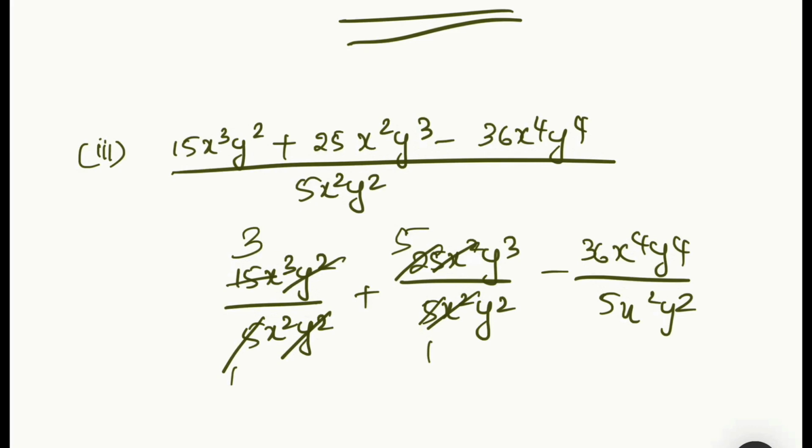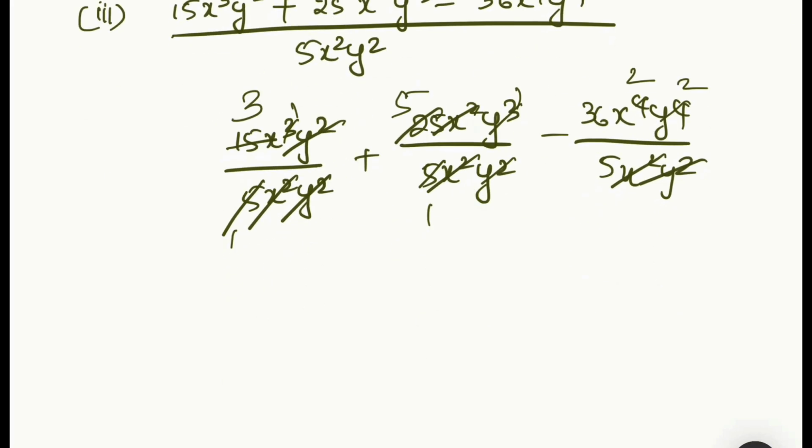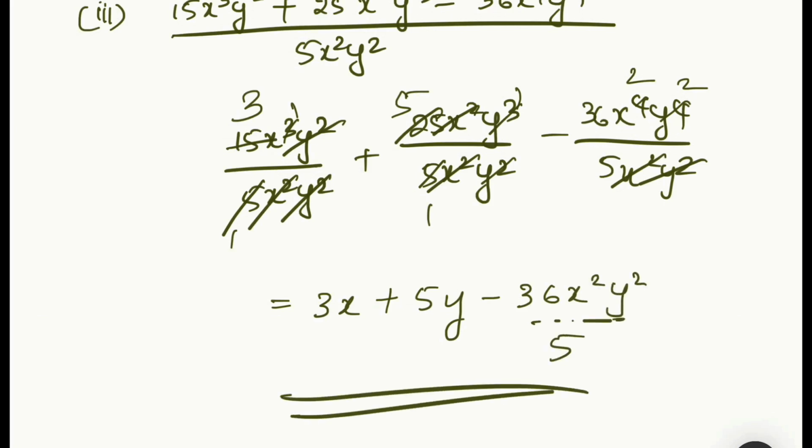Again 36 and 5 we cannot divide it, right? So x square and y square will get cancelled. Again here only 1 x will remain, right? So what will be the final answer? 3x plus 5y minus 36x square y square by 5. Okay, hope it's clear to you, kids. So in a similar way, try doing the last sub question and the fifth main also, and complete the fourth main. Thank you, students. Let us continue in the next class with a new chapter.